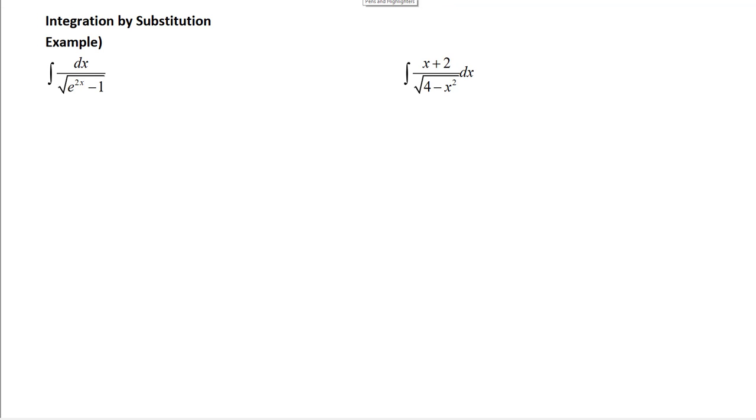Okay, integration by substitution. Too bad we already did integration by substitution. Pretty much all the ones up top. Haha.